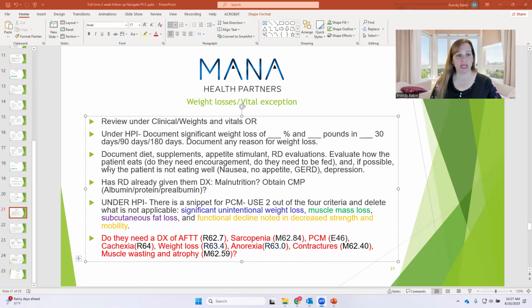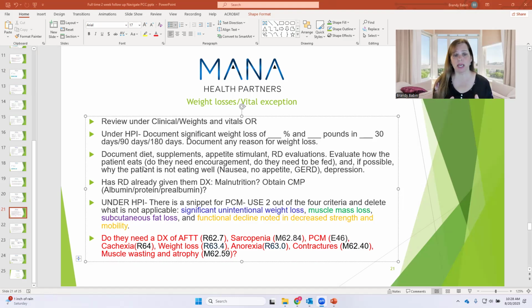So we're going to document the diet, if they have supplements, an appetite stimulant, RD evaluations. We're going to evaluate how the patient eats. Do they need encouragement? Do they need to be fed? Are they clamping their mouth shut during meals? Why the patient isn't eating well? Are they nauseated? That's an easy fix. Do they have GERD? No appetite? Are they depressed? Has the dietitian already given them a diagnosis of malnutrition? Did we get a CMP? Did we get an albumin protein and a prealbumin?